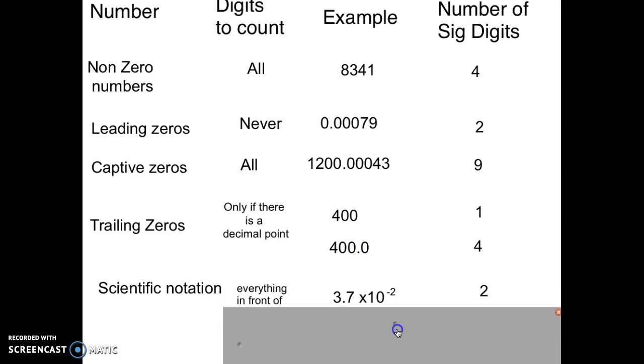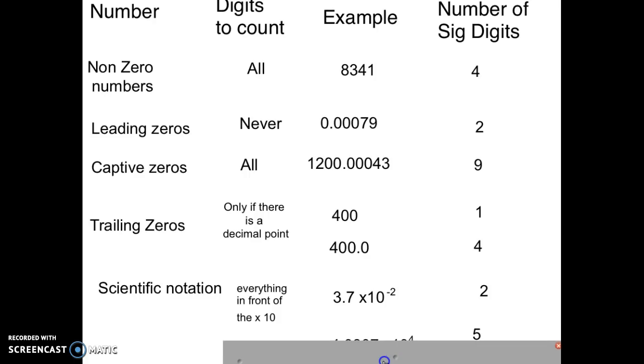And then finally, we can do scientific notation. With scientific notation, you count everything that is in front of the times 10. So here I've got 3.7 times 10 to the negative 2. The 3 and the 7 count as significant figures, so there's 2. And here I've got 4.0307 times 10 to the 4th, and there's 5 digits in front of the times 10, so that's why I'm counting 5 sig figs.